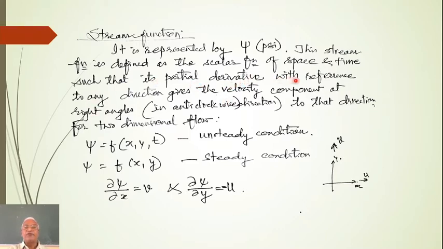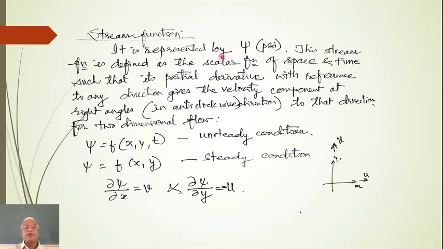its derivative with reference to any direction gives the velocity component at right angles, in the anti-clockwise direction, to that direction for two-dimensional flow. Now for two-dimensional flow I have shown psi is a function of x, y and t. For unsteady condition, because time is also a dependent variable. If the function is independent of time t, then psi is a function of x, y only, and it is a steady condition.